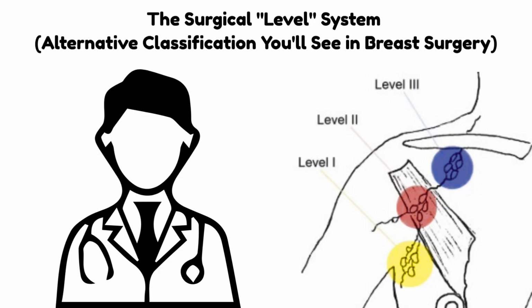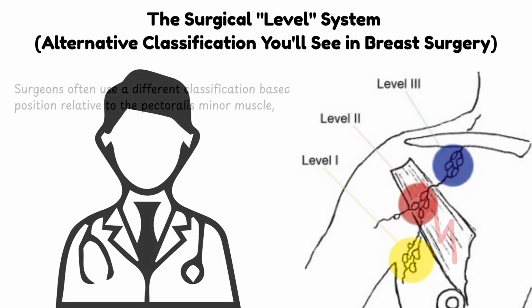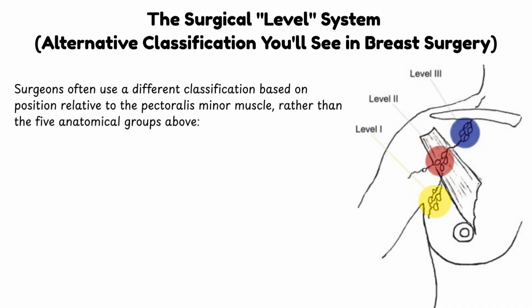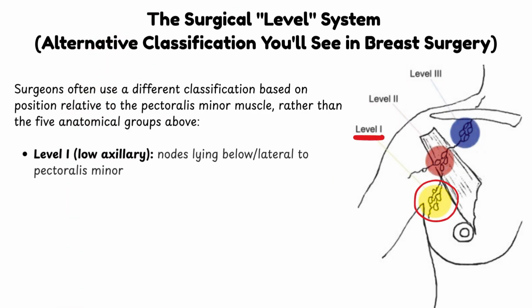This is an alternative classification of axillary lymph nodes that you'll see in breast surgery. Surgeons often use a different classification based on position of lymph nodes relative to the pectoralis minor muscle, rather than the 5 anatomical groups above. There are 3 levels in this system. Level 1, the low axillary nodes. These are nodes lying below or lateral to pectoralis minor muscle. It includes the anterior and posterior groups of axillary lymph nodes.